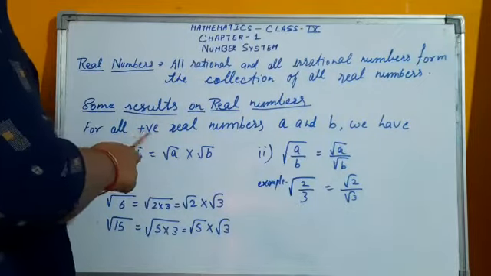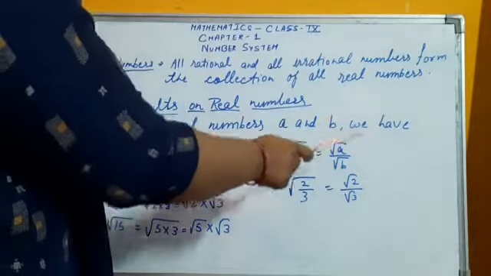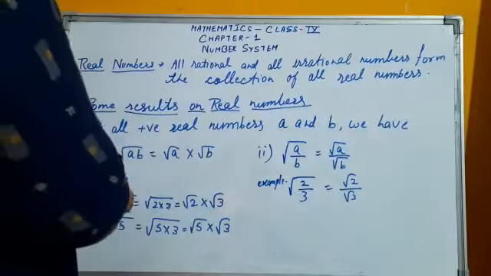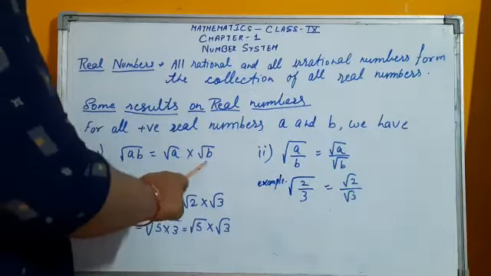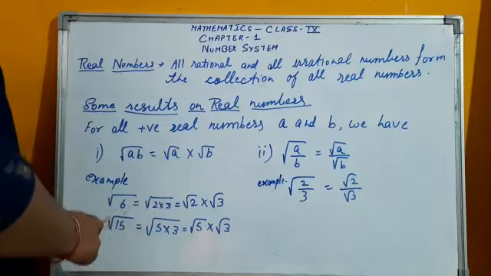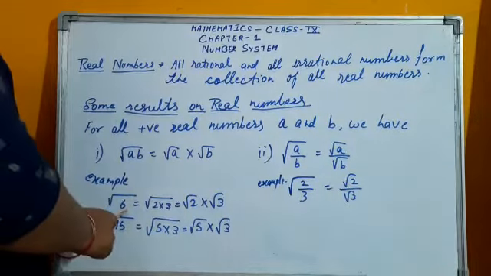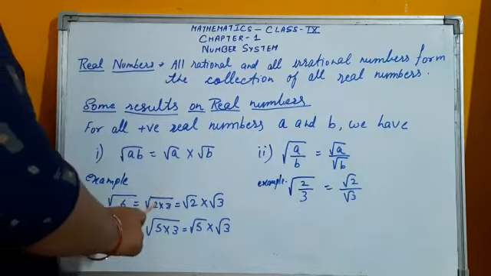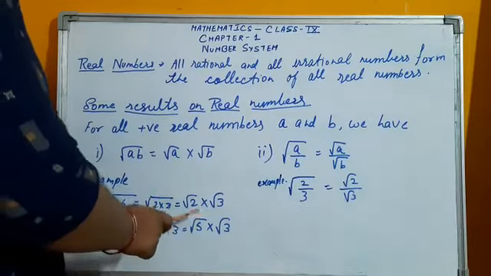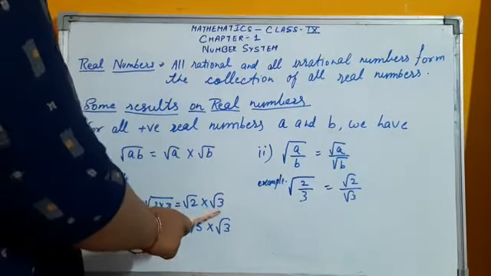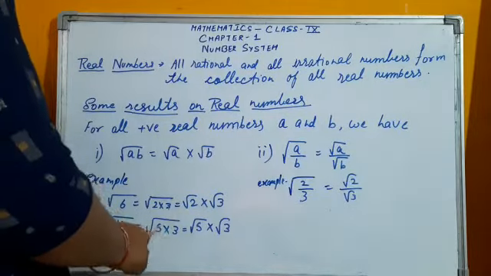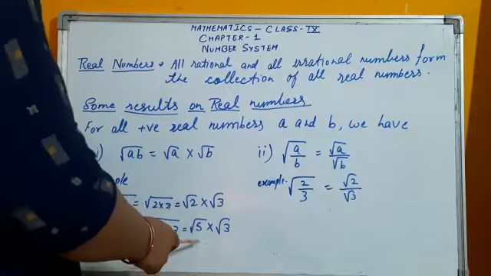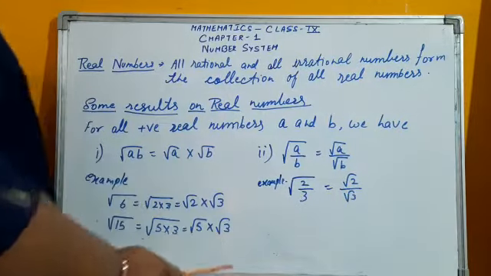For all positive real numbers a and b, the first result is: under root ab is equal to under root a into under root b. For example, suppose we are taking under root 6. 6 can be taken as under root 2 into 3, which can be written as under root 2 into under root 3. Similarly, under root 15 can be written as under root 5 into 3, which can be written as under root 5 into under root 3.